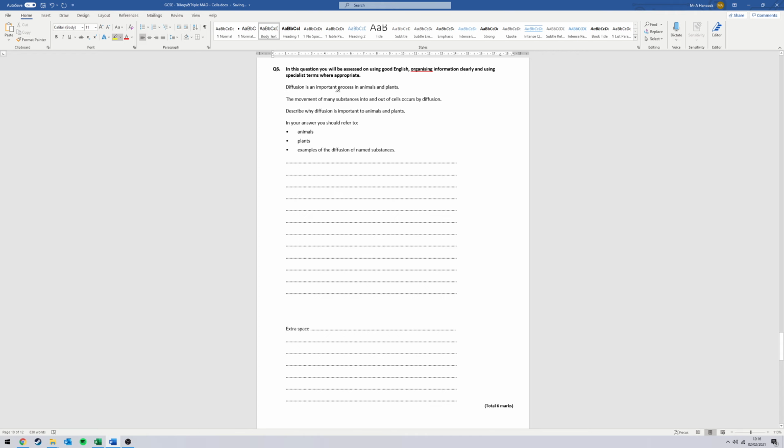So, diffusion is an important process in animals and plants. The movement of many substances into and out of cells occurs by diffusion. Describe why diffusion is important to animals and plants. In your answer, you should refer to animals, plants, examples of the diffusion of named substances. So you need to say where it happens in animals, where it happens in plants, and what substances diffuse.